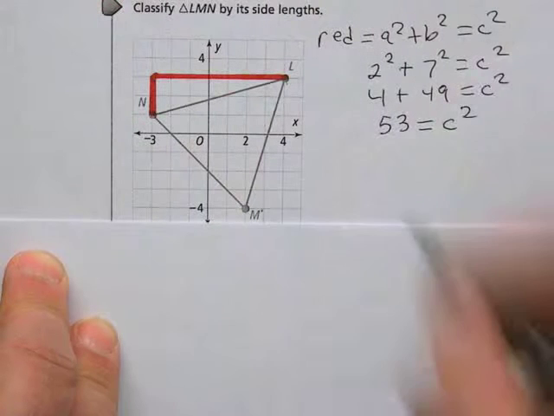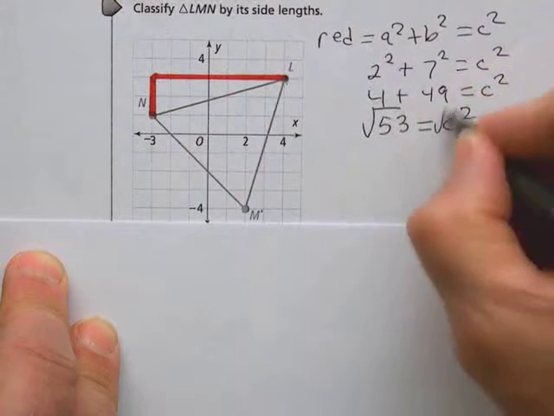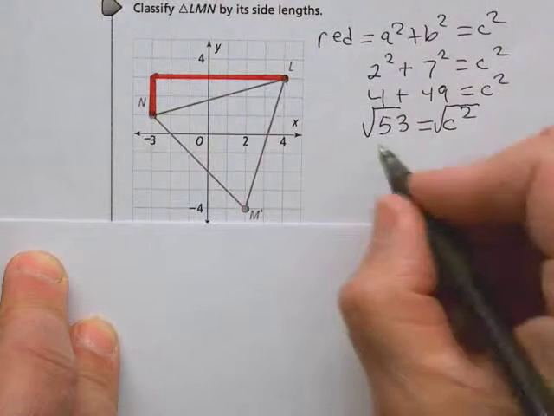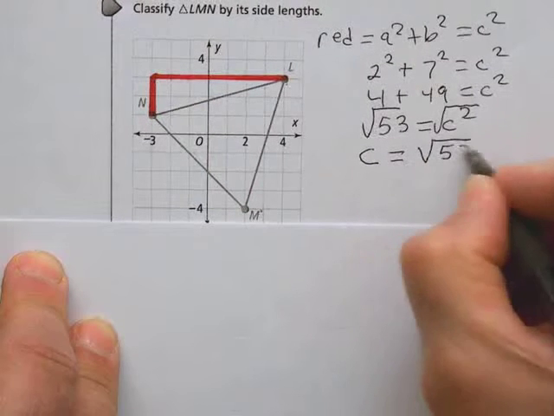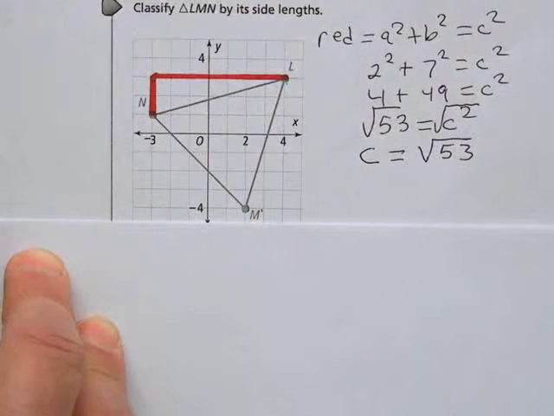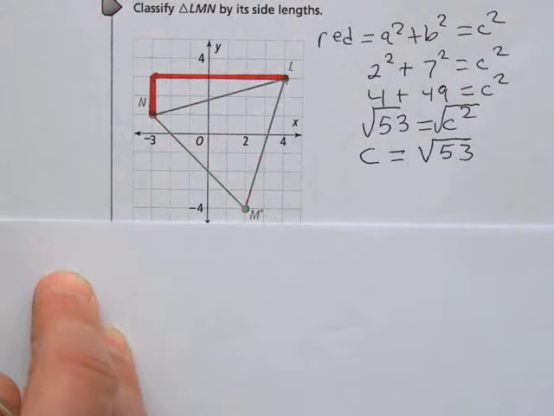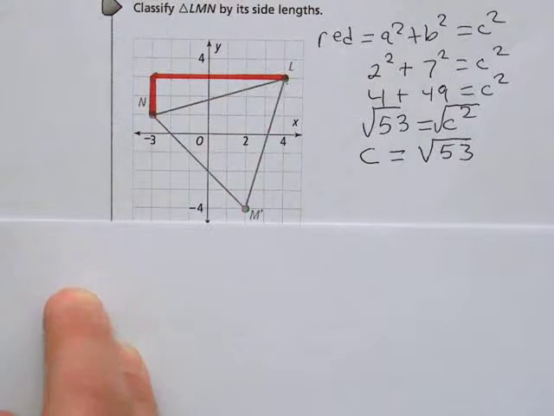And I'm going to take the square root of both of these, and I'm going to leave this as an irrational. I'm going to say that c equals the square root of 53. And the reason I'm doing this is because I don't need any more information than that. I'm trying to figure out what type of triangle this is. So that's all I need. If I get 3 square roots of 53, I will know that it is equilateral. If I get 2 square roots of 53, it's isosceles. And if I get 3 different values, I know it's going to be scalene.